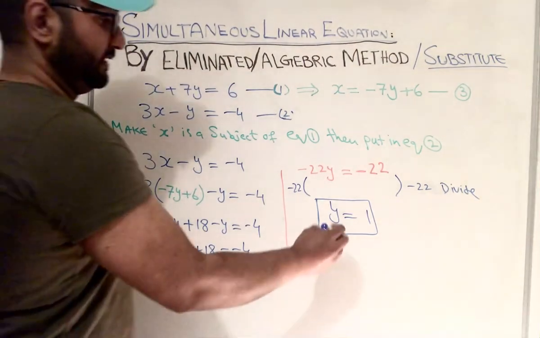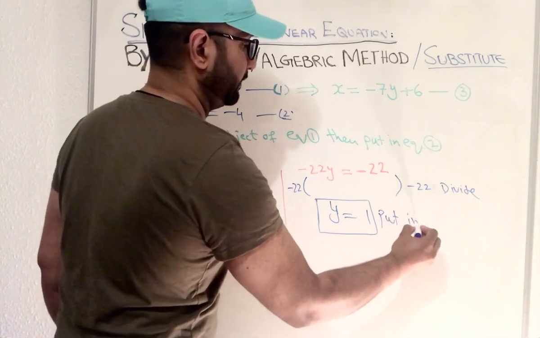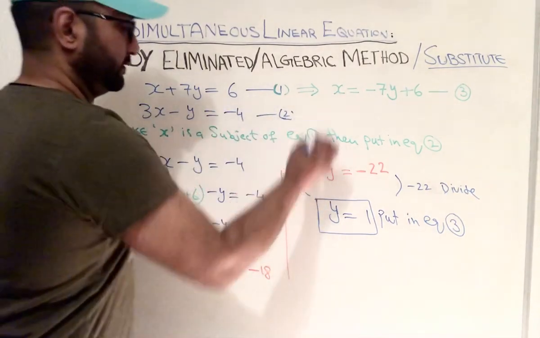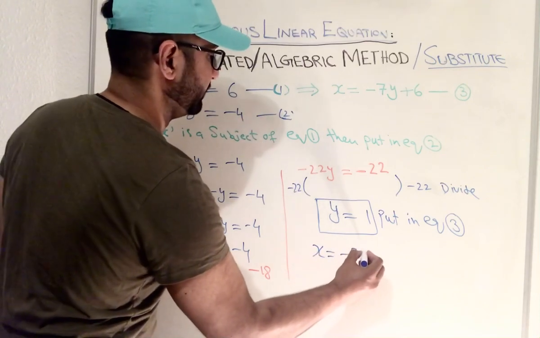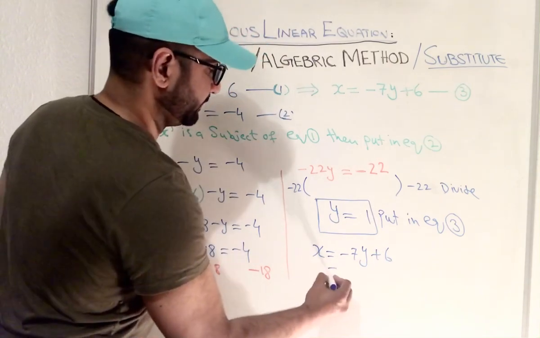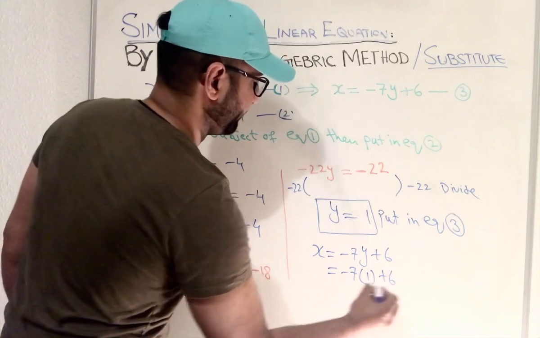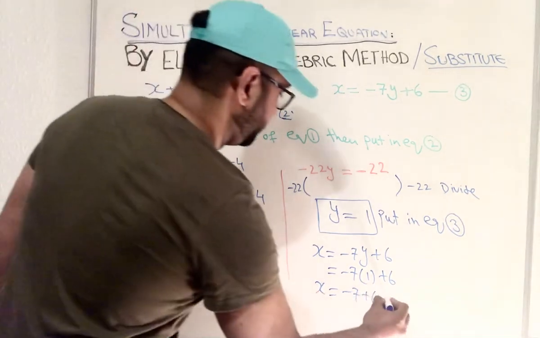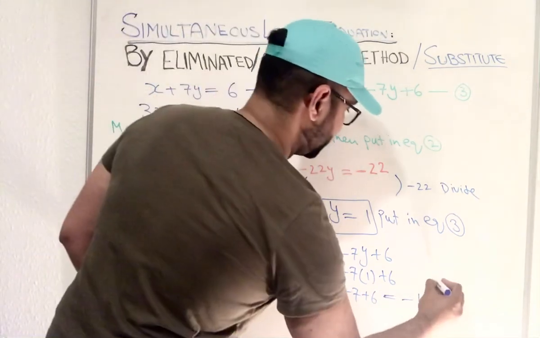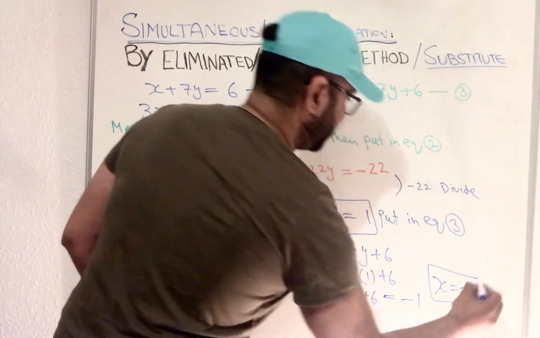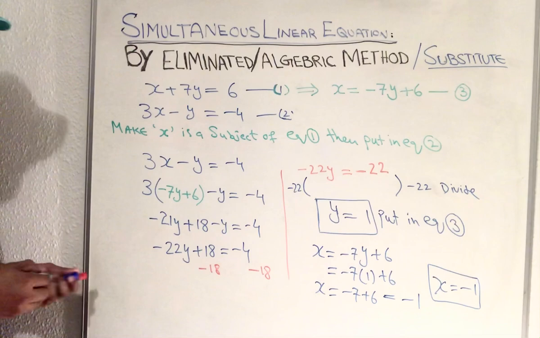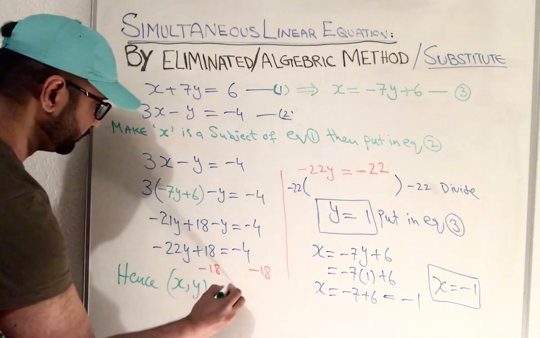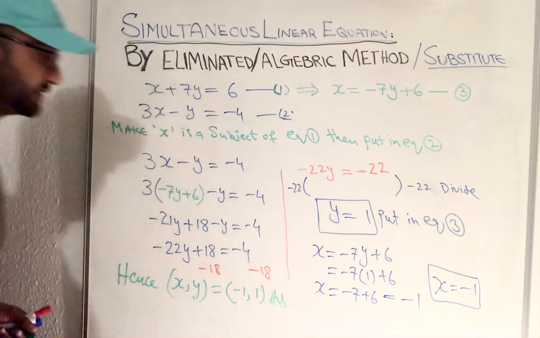Now this y is 1, and we put it into equation 3, and we will get the value of x. So x equals minus 7y plus 6, right? Minus 7, and the y value is 1. Minus 7 plus 6 gives minus 1. So we got x equal to minus 1. Hence the x and y coordinates are: x is minus 1 and y is 1. This is the answer, and you can check these values also.